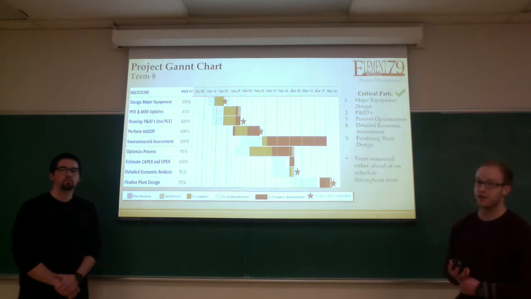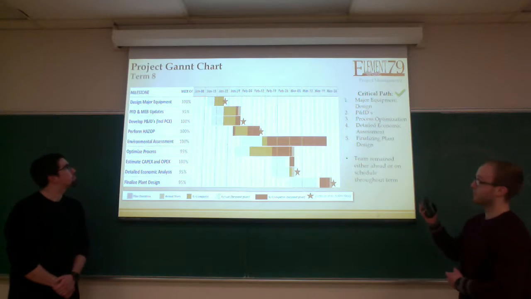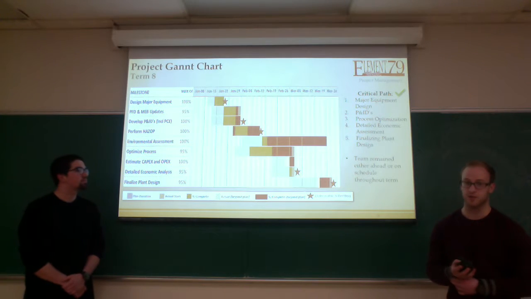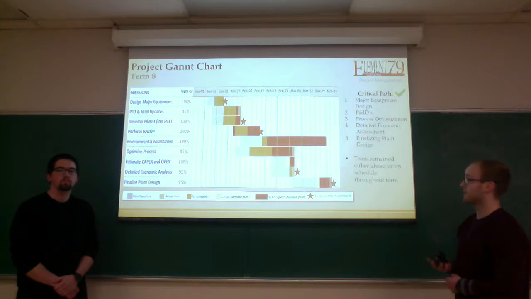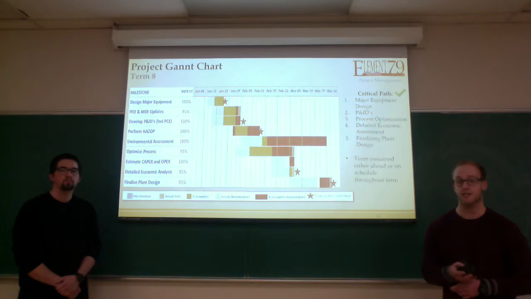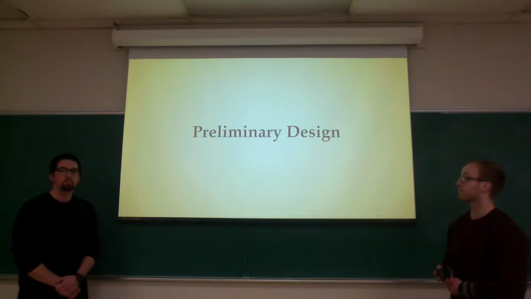So here's our project Gantt chart. As you can see, all of the critical path items have been completed, as well as the other subsequent items. The team then remained on task or ahead of schedule throughout the term. So next we'll get into the preliminary design.